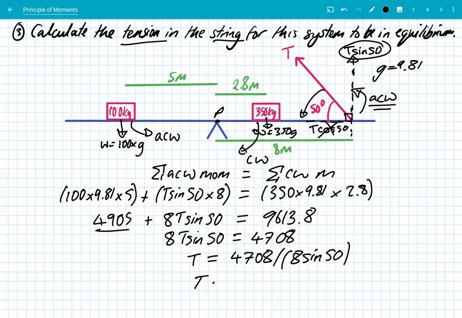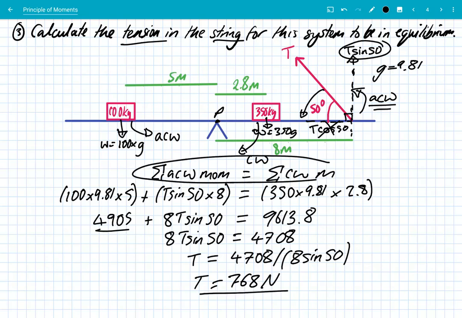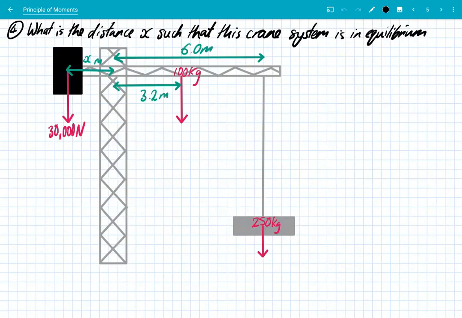And that leaves us with a value of tension of 768 newtons. I've rounded it to 3 significant figures. So once again, all we've done is follow the principle of moments. The sum of the anti-clockwise moments is equal to the sum of the clockwise moments.